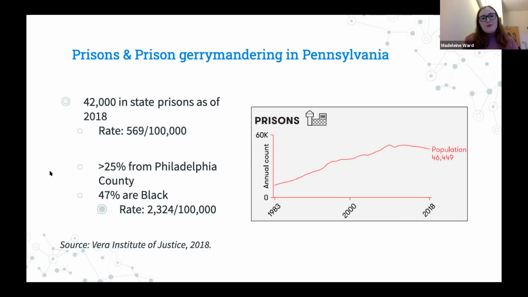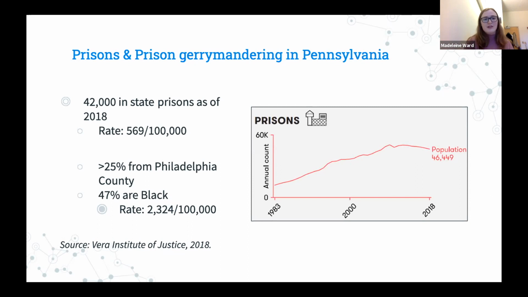My group this summer looked at Pennsylvania, which is a state that has one of the highest rates of incarceration and has over 42,000 people in state prison alone as of recent data. Of those more than 40K, more than 25% of them are from Philadelphia County. So Pennsylvania has 67 counties. For just some perspective, Philadelphia County is huge and has a really high population density. So it contributes to more than a quarter of those state prisoners.